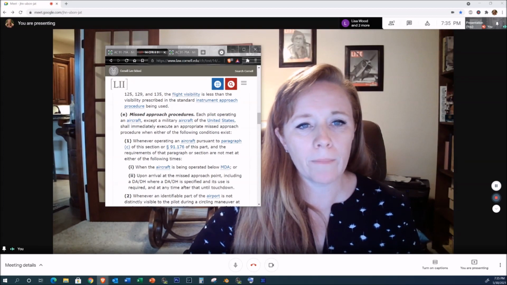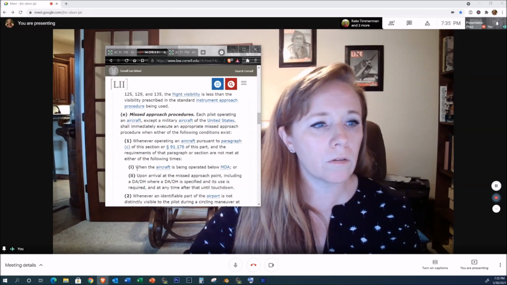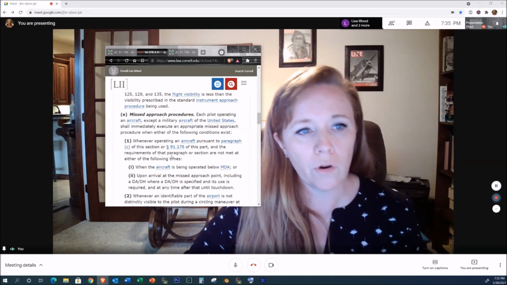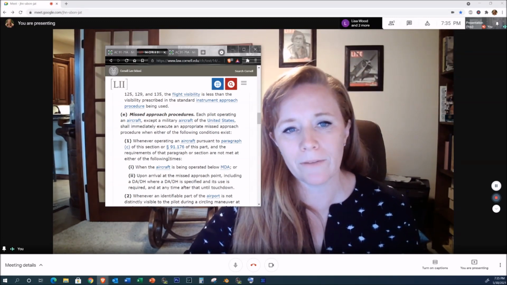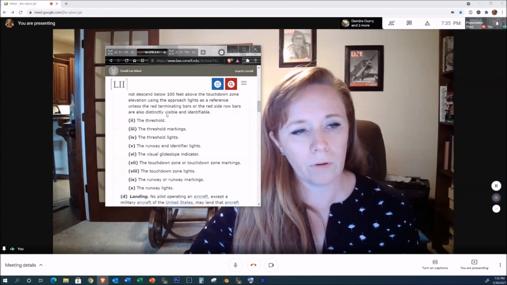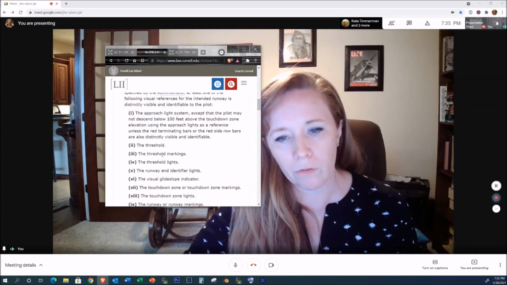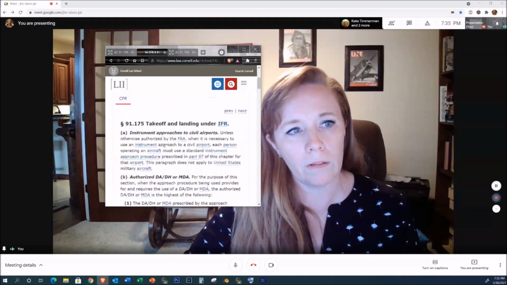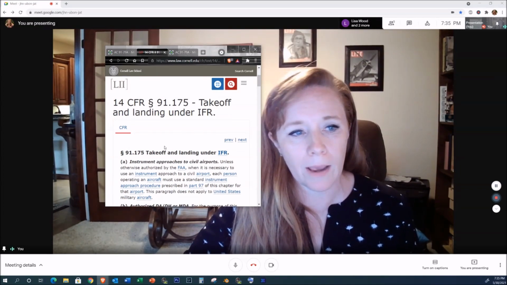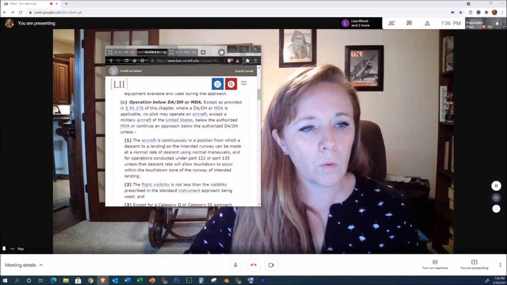It talks down here about missed approach, and this is where it comes back up again. For missed approach, you have to go missed approach when the aircraft is being operated below MDA and you don't meet the requirements of the paragraphs above. Okay, it's saying the same thing. And I'm not going to read through the whole reg for you, but I definitely want you to go read through this, that 91.175 when it comes to VDP and MDA, and why that might be possible.